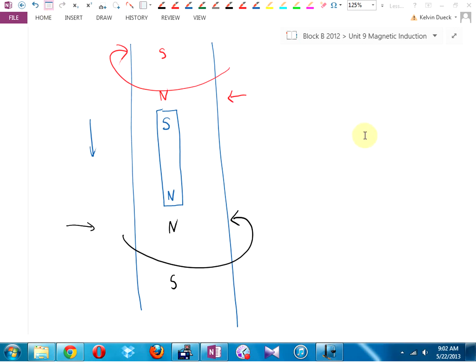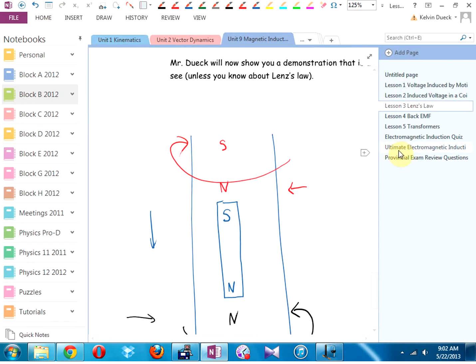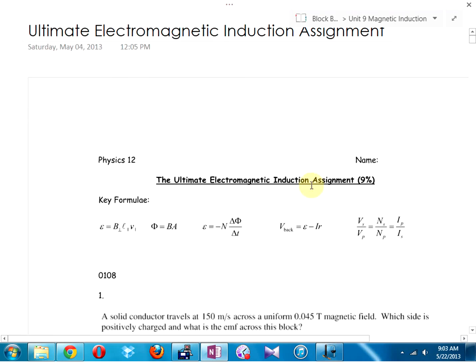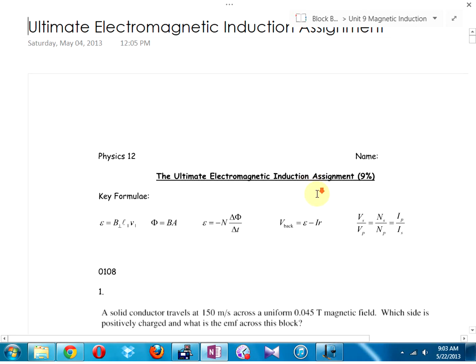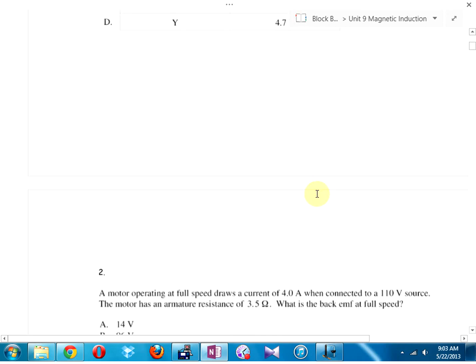So there's Lenz's law. You'll notice I don't think I gave you any actual homework. Well, the reason is these don't require diagrams. Your homework is actually going to be from the big ultimate magnetic induction review. So stay on this piece of paper here. Just write down these questions. These are the ones you can do from the review that involve Lenz's law.